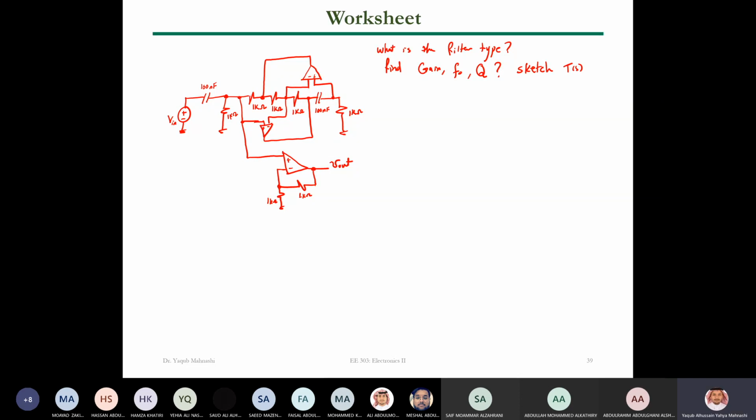Okay, so let's get your feedback, guys. What do you think? What is the filter here? A high pass filter. Okay, high pass filter. Mohammed says high pass filter. What do you think, guys, the rest? Is it a high pass filter?